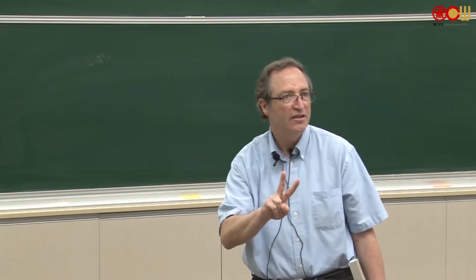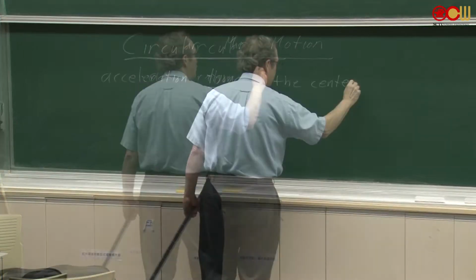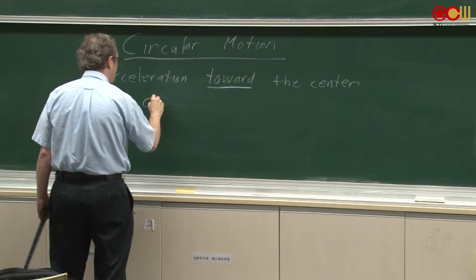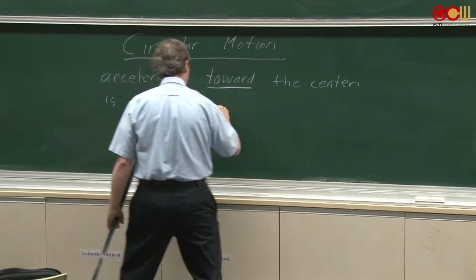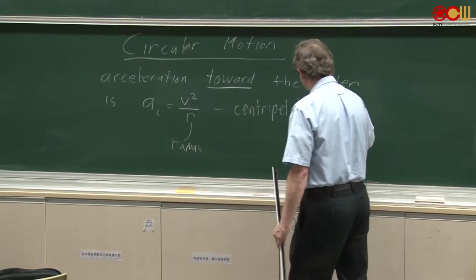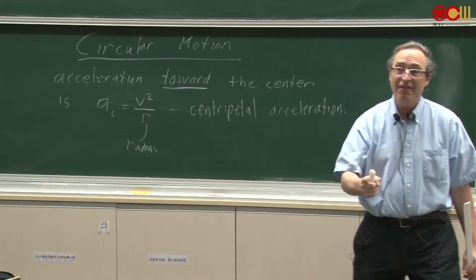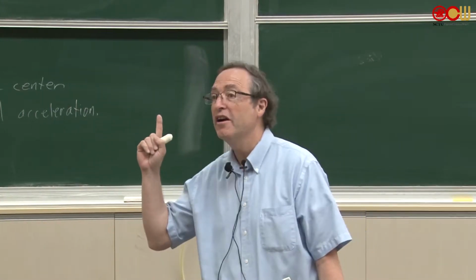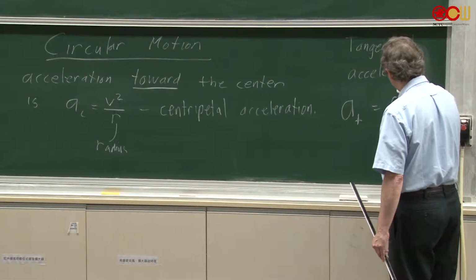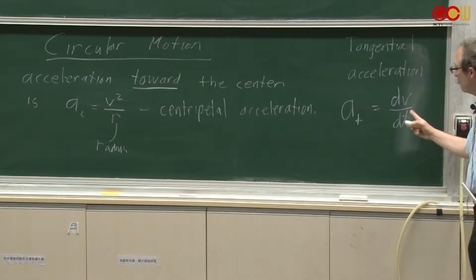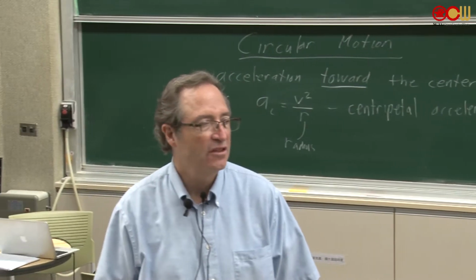Now there are two key results, and that is that the acceleration toward the center is the centripetal acceleration, v squared over r. R is the radius, and this is called centripetal acceleration. Let's hear you say that. Everybody say centripetal acceleration. If the particle is speeding up or slowing down, there's also a tangential acceleration, and that's given by the time derivative, the rate of change of the speed. So if it's speeding up or slowing down, you have a tangential acceleration.